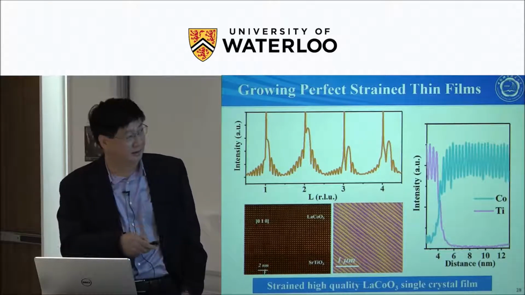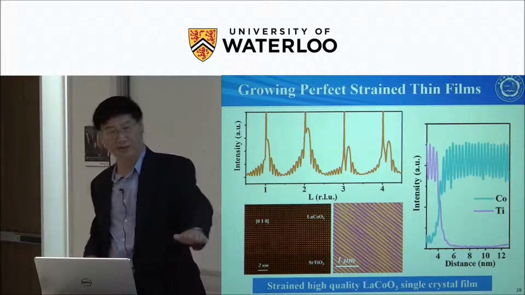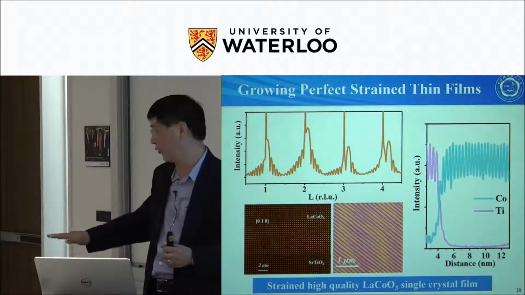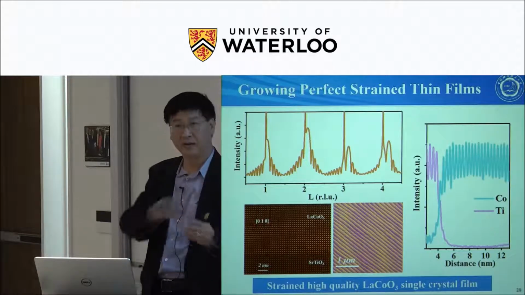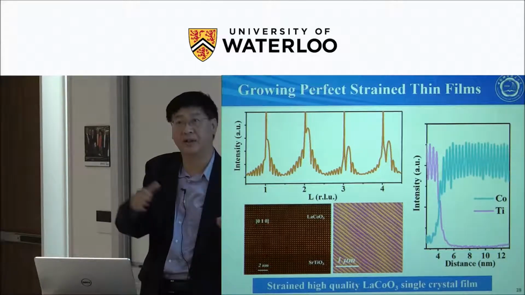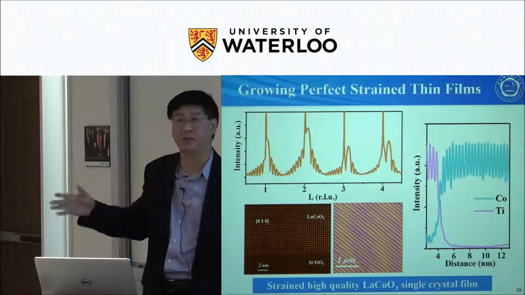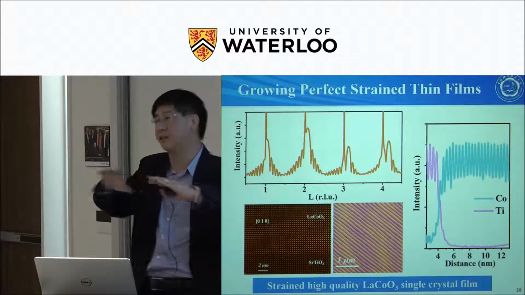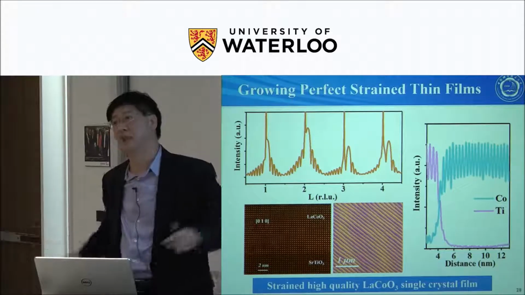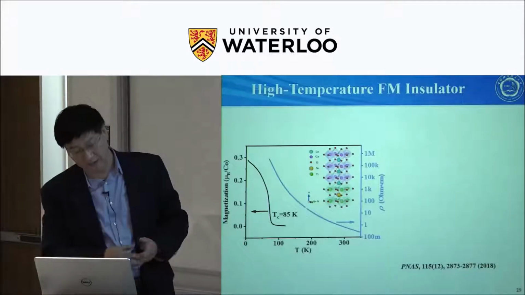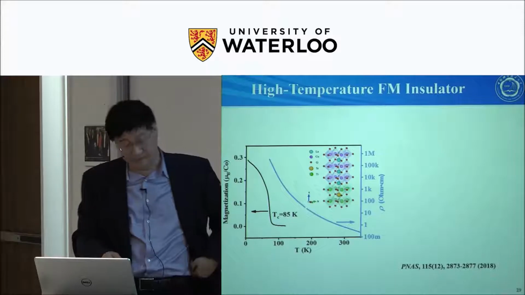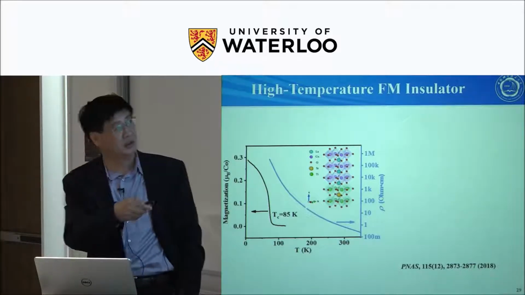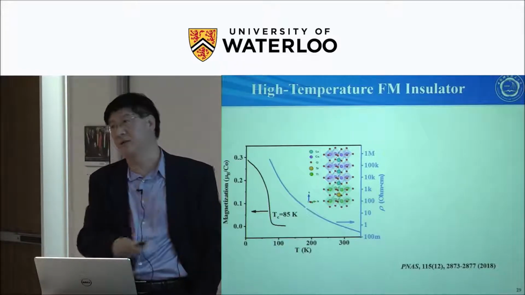Okay, so then you just think about this. On this substrate, we have a structurally perfect layer of material. This is just strained because of the lattice mismatch with the substrate. No defects, but it's purely strained film. Okay, then we find this strain-induced ferromagnetic insulator has a high temperature.